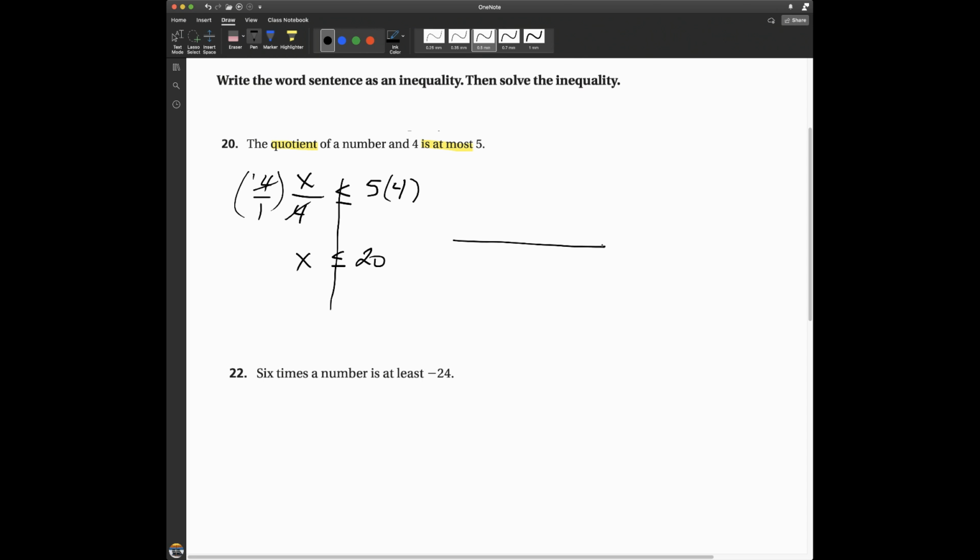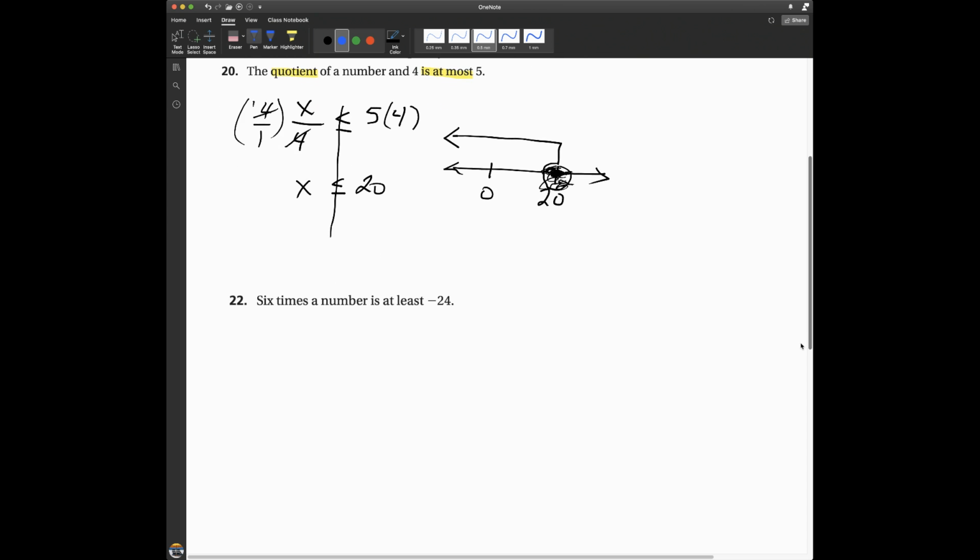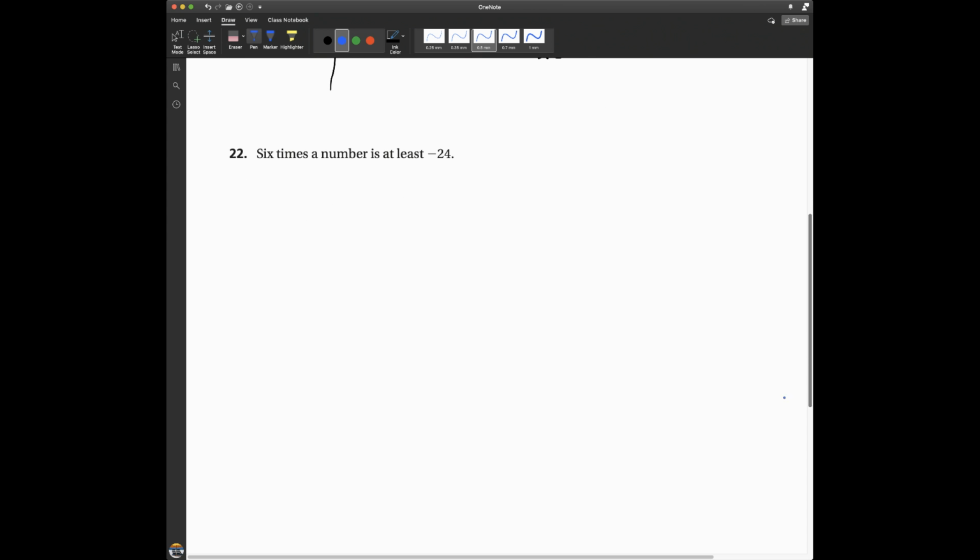Can you graph that? You guys know how to graph it. You put a 0 down here. We'll say 20 is right there. Put a circle around there. I'm going to go up and to the left. That's the less than part. Then the equal to means I need to shade that in. That shows that 20 is also a solution. So there you go. We did it. We're done. Good work. Let's look at number 22.